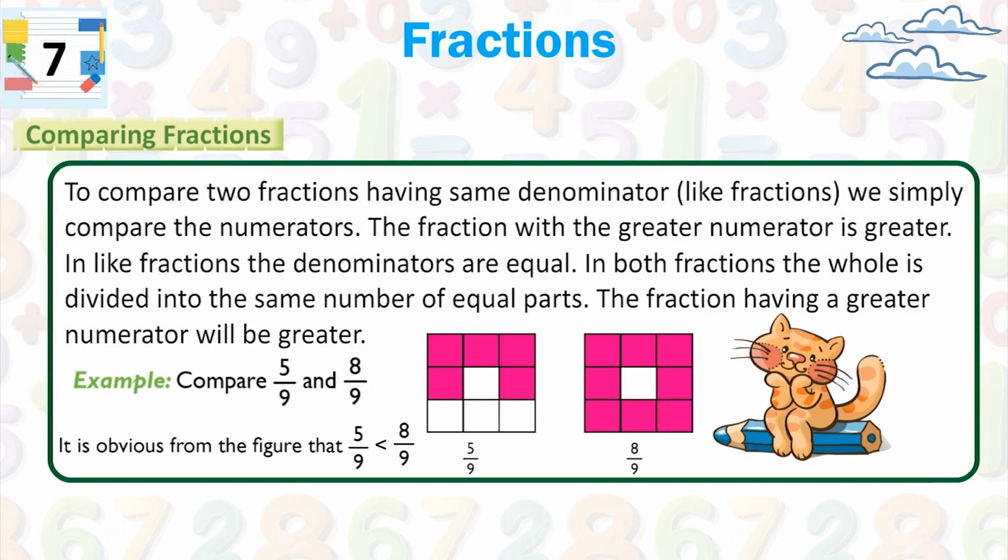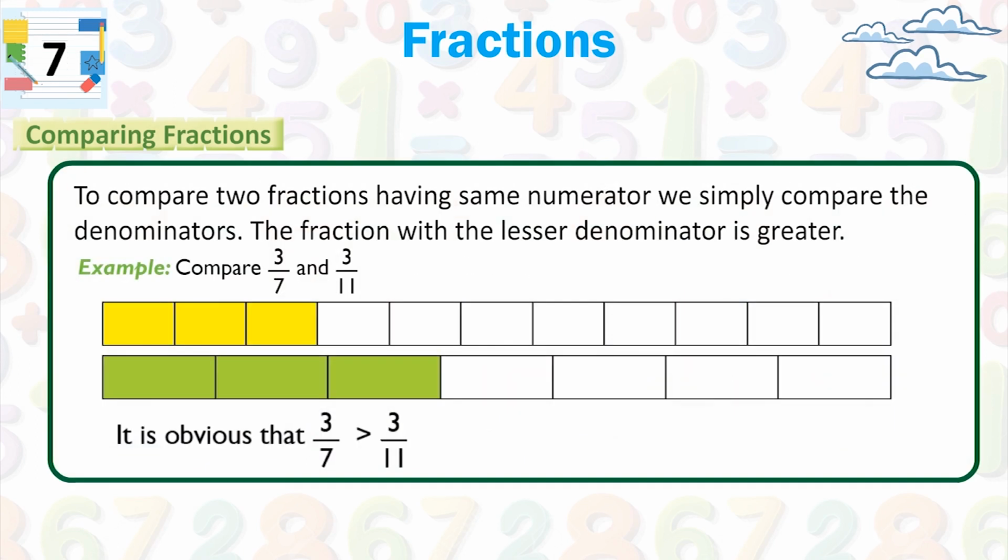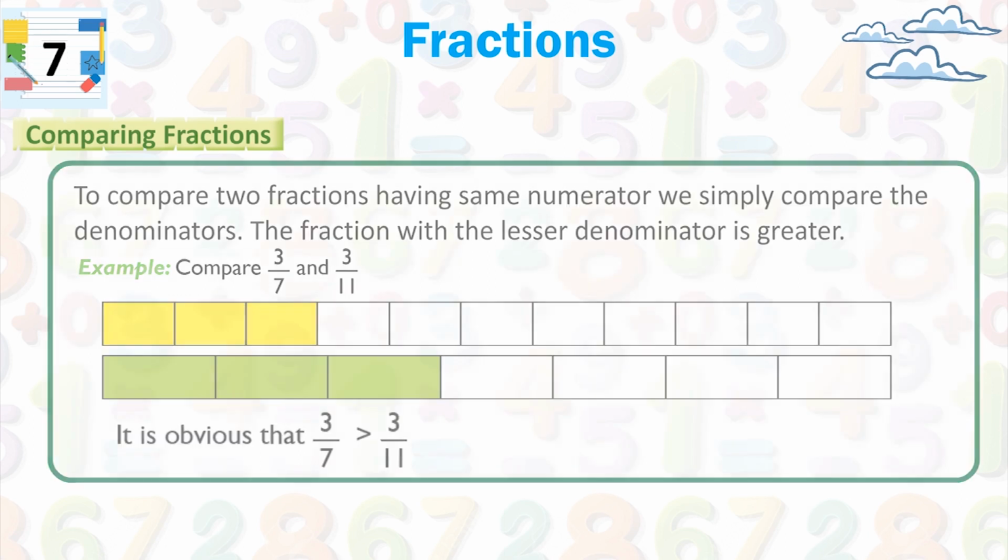Example, compare 5 upon 9 and 8 upon 9. It is obvious from the figure that 5 upon 9 is less than 8 upon 9. To compare two fractions having same numerator, we simply compare the denominators. The fraction with the lesser denominator is greater. Example, compare 3 upon 7 and 3 upon 11. It is obvious that 3 upon 7 is greater than 3 upon 11.